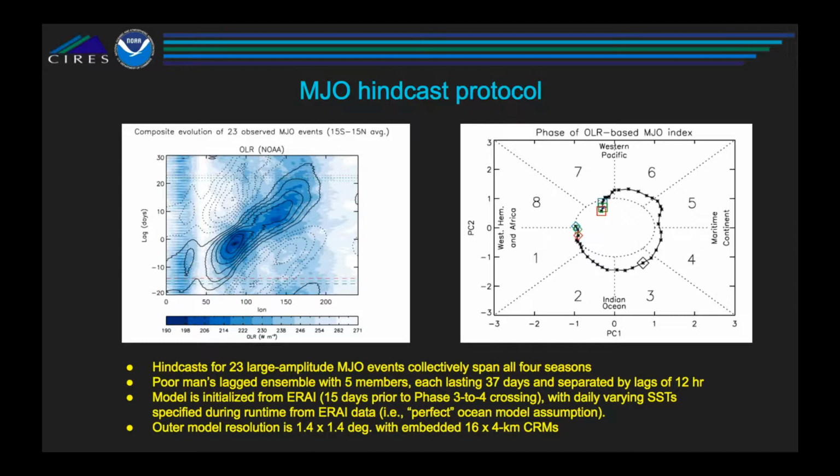And so the model that I'm using is the superparameterized version of the Weather Research and Forecasting model. This is a model that I developed and described in this paper in JAMES. And while you typically think of the WRF model as being a regional model, the way I'm using it today is in a global context.